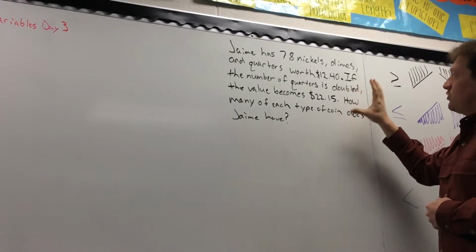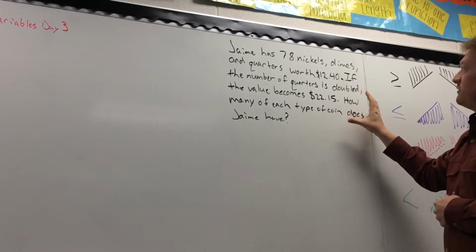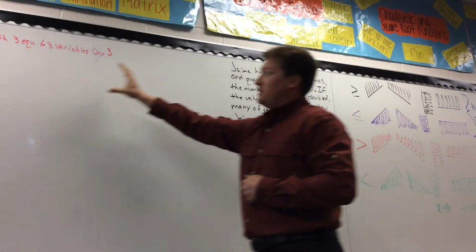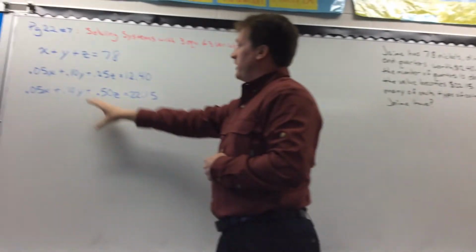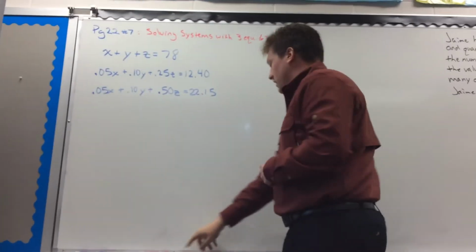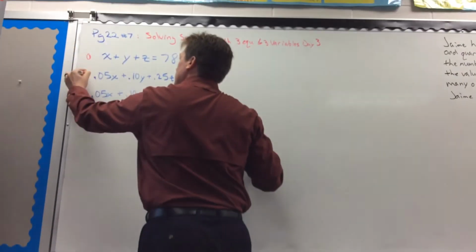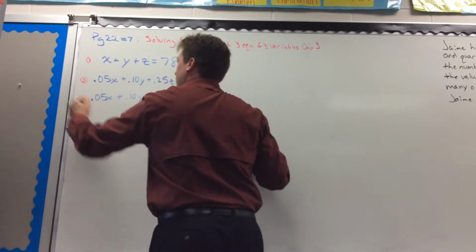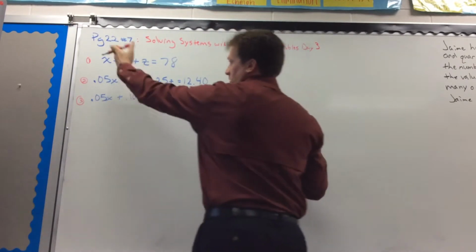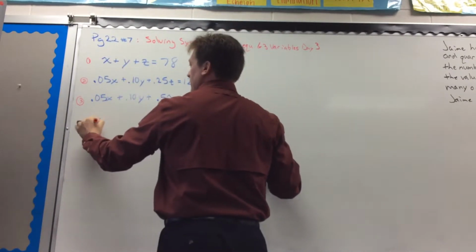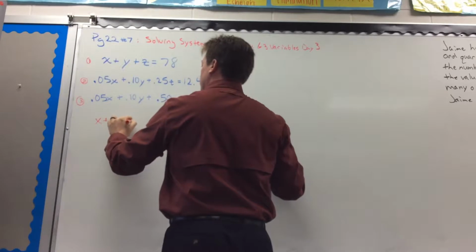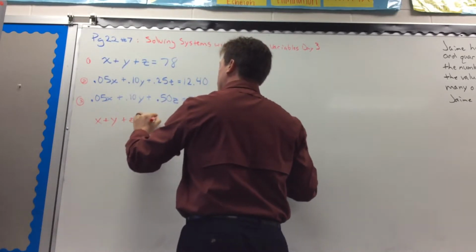So I've gone ahead and created these equations, and we're going to solve these using elimination. So here are my three equations. I'm going to start with equations 1 and 2, and I'm going to get rid of x because the numbers are smaller. So I've got x plus y plus z is equal to 78.